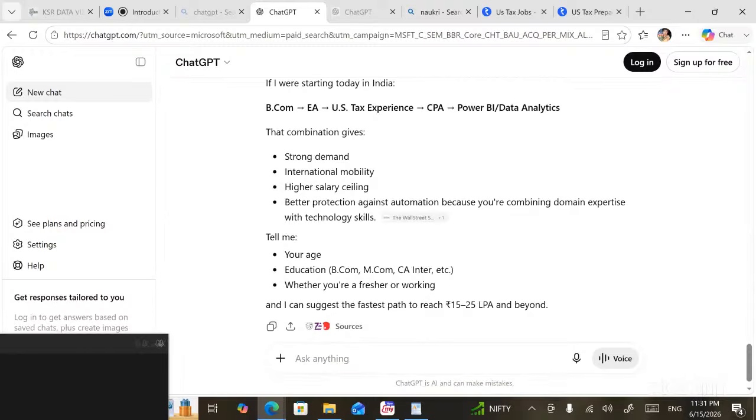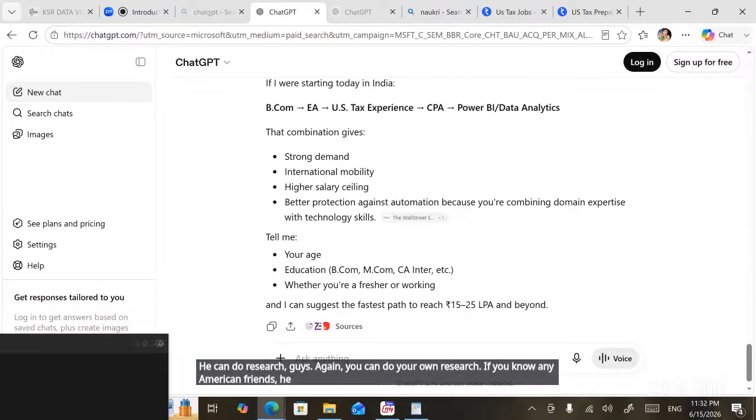You can do research, guys. Again, you can do your own research. If you know any American friends who are actually working there, you can connect with them. Freshers may not be aware. Even I know very few people who are already working here as chartered accountants, and they are also not aware about this enrolled agent.